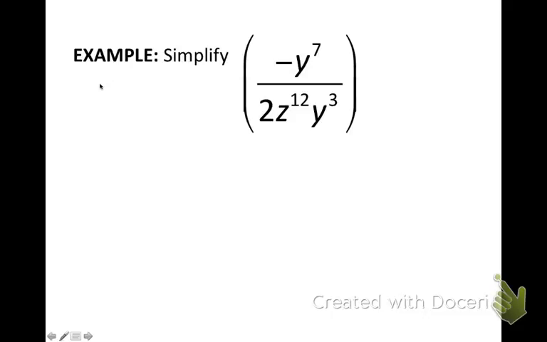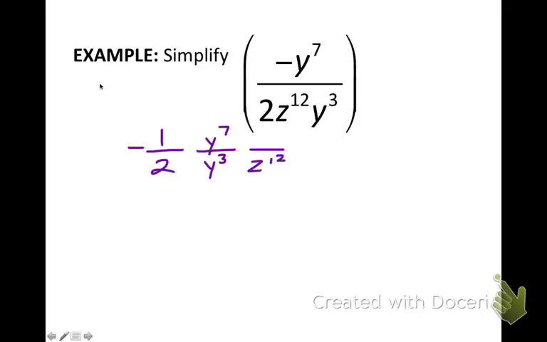All right, so now let's just focus on our x's and our y's and our z's. If you want, you can break it apart. I probably wouldn't. It would be pretty useless. But if we go with the idea of separating everything, I have a -1 and a 2 for my constants. Here I have a y to the 7th. On the bottom, I have a y to the 3rd. Here I have a z to the 12th in my denominator.